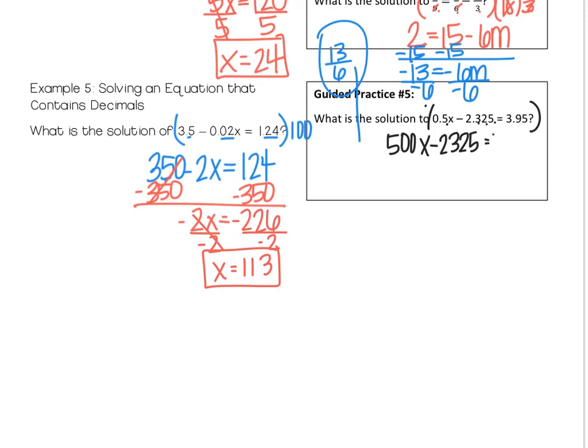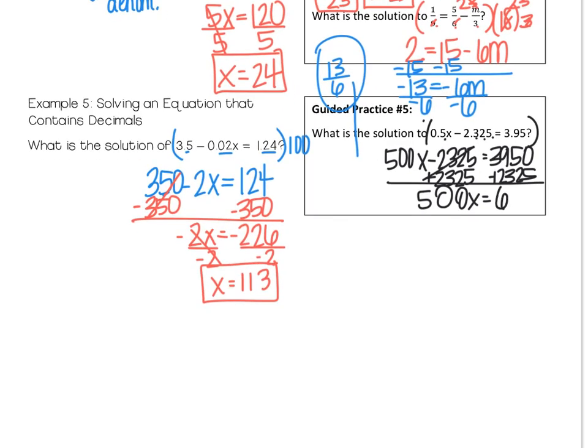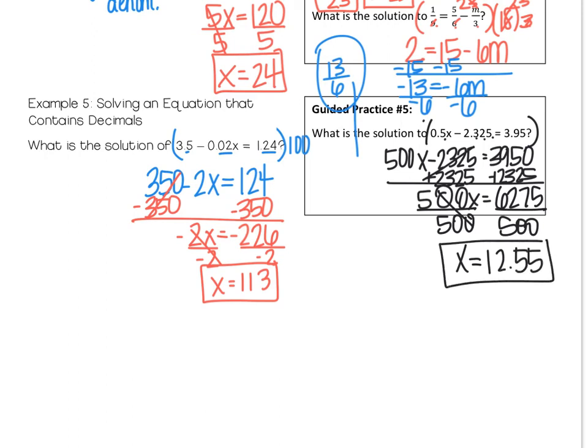2,325, and then 3,950. Add 2325 to both sides. And you get 500x equals 6275. Divide both sides by 500. And you get 12.55. And that's your final answer.